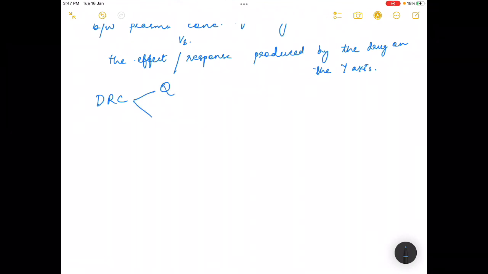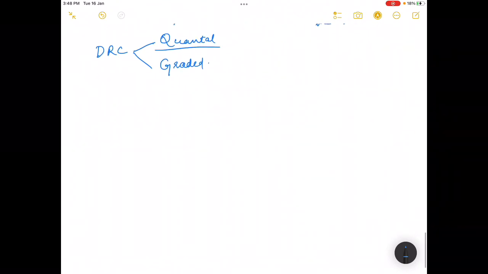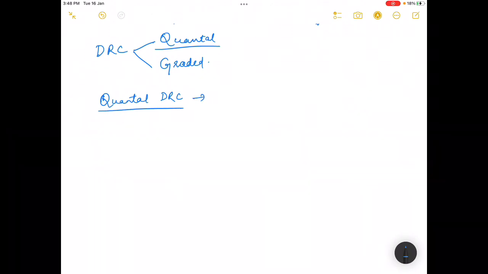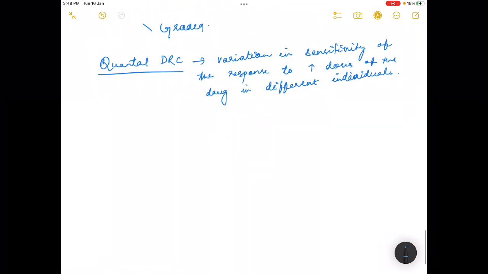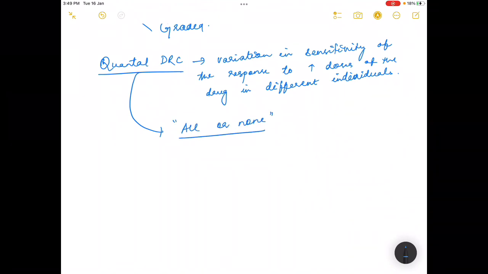It can be of two types. It can be either quantal or it can be graded. Now when we need the quantal dose response curve, if there is variation in the sensitivity of the response to increasing doses of the drug in different individuals, that can be obtained from the quantal dose response curve. Now when the response is all or none, in such cases quantal dose response curve is done.